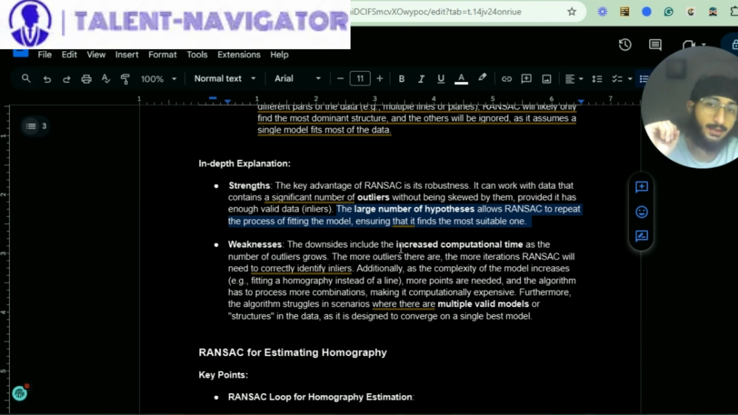And weaknesses, the downsides include the increased computational time as the number of outliers grow. The more outliers there are, the more iterations RANSAC will need to correctly identify inliers. Additionally, as the complexity of the model increases, fitting a homography instead of a line, more points are needed and the algorithm has to process more combinations, making it computationally expensive. Furthermore, the algorithm struggles in scenarios where there are multiple valid models or structures in data, as it is designed to converge on a single best model.